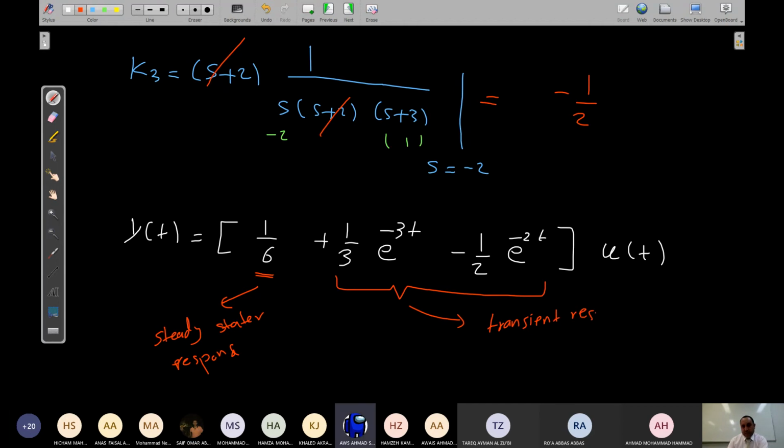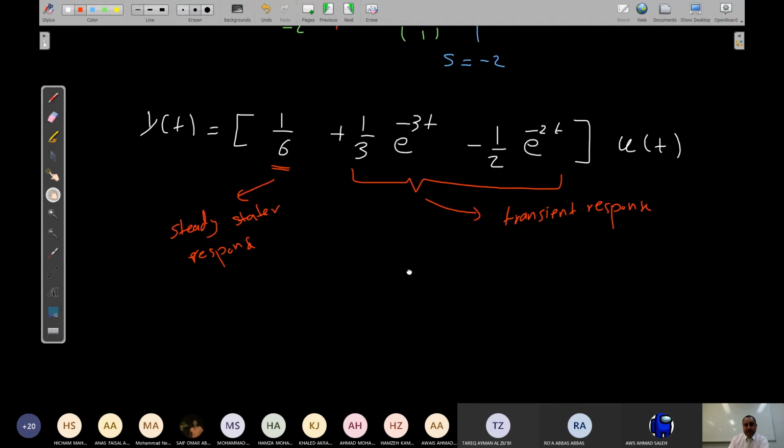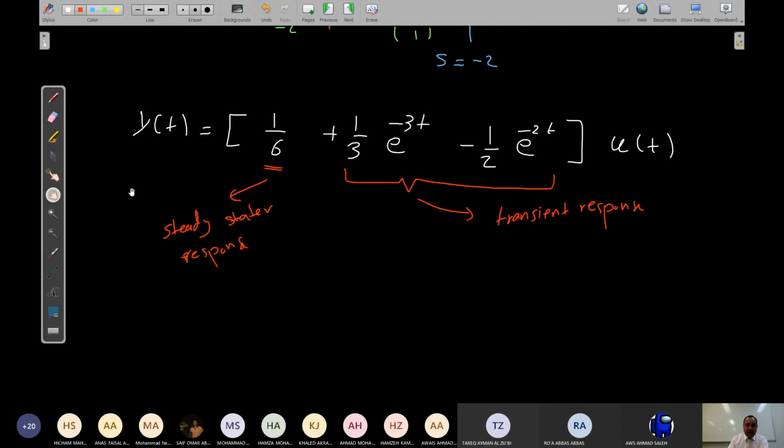What is the meaning of the steady state and what is the meaning of the transient response? Now the steady state response is the value of the function at t going to infinity, or after settling time. So if I substitute t going to infinity, this term will go to 0, this term will go to 0, and I only have this one.